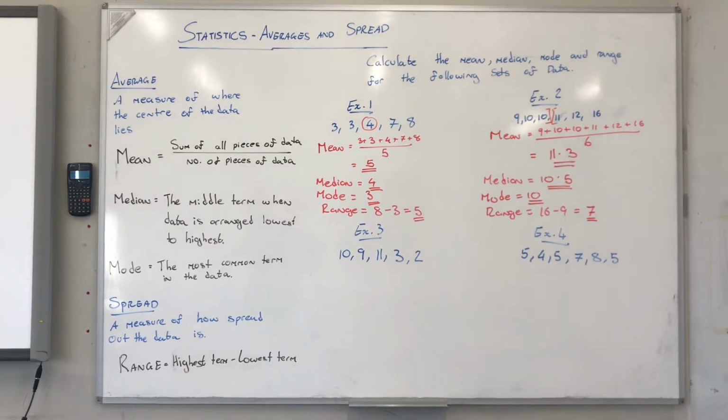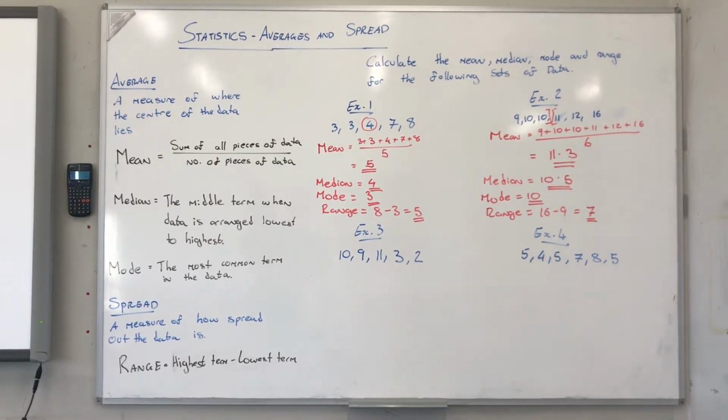So you can see I did the exact same thing for the mean. I just added them all up and then I divided by 6. This time I'm dividing by 6 because there were 6 terms and it came out as a decimal, but that's fine. Then if we look at the median, now we've got a problem here. There is no middle term. 9, 10, 10 gives us 3 terms. 11, 12, 16 gives us 3 terms.